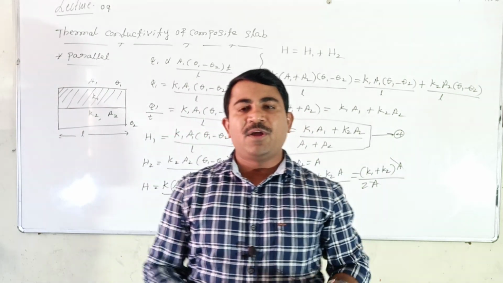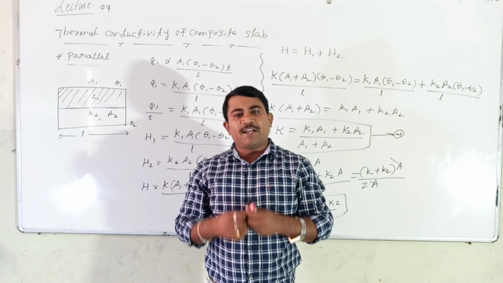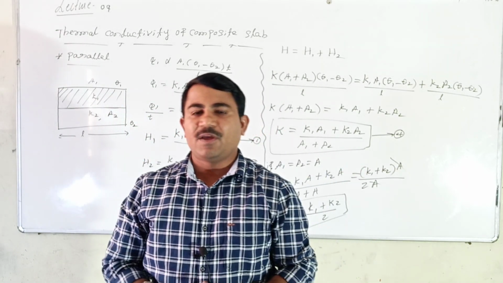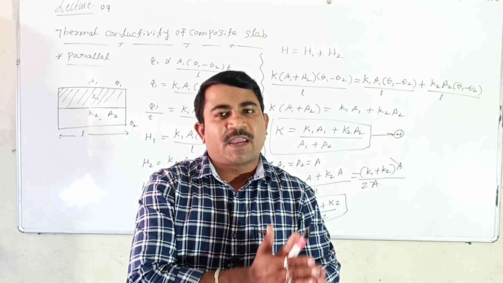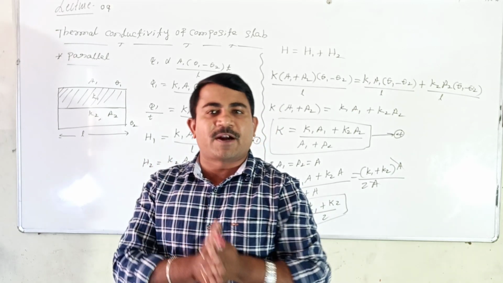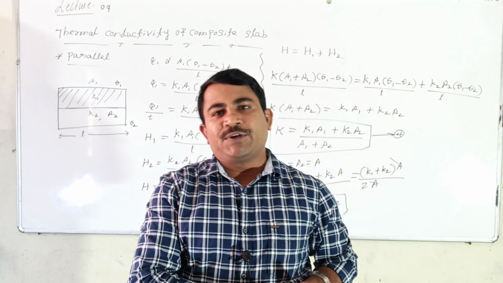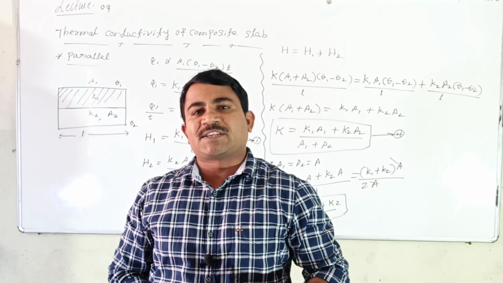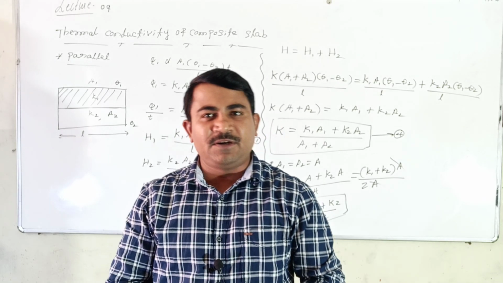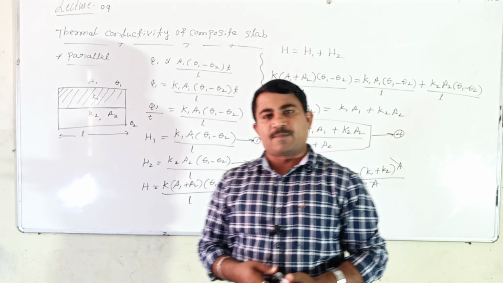Like this, how to represent? For N rods, not only 2 rods, you can connect any number of rods. For a number of rods, how to write the equivalent thermal conductivity? K1 plus K2 plus K3 up to Kn divided by N. So these are the concepts concerned with thermal conductivity. The transfer of heat takes place in solids by the method of conduction, and by conduction we have already learnt about thermal conductivity.